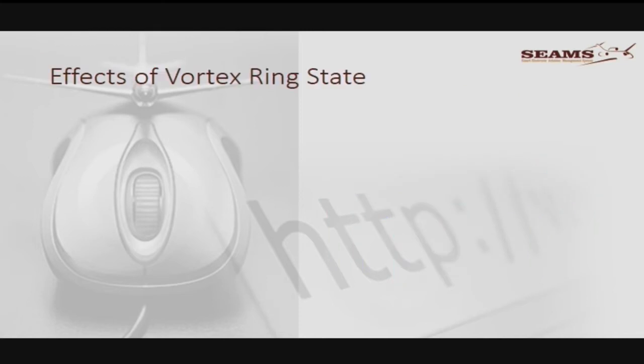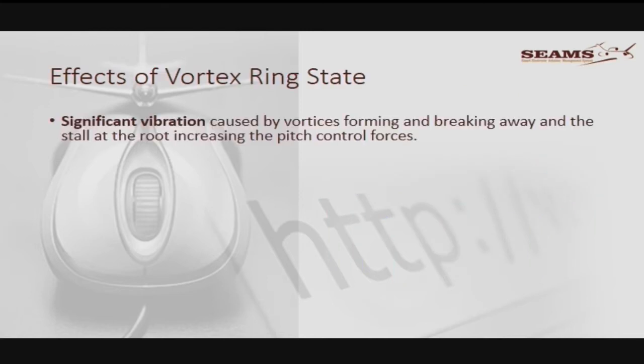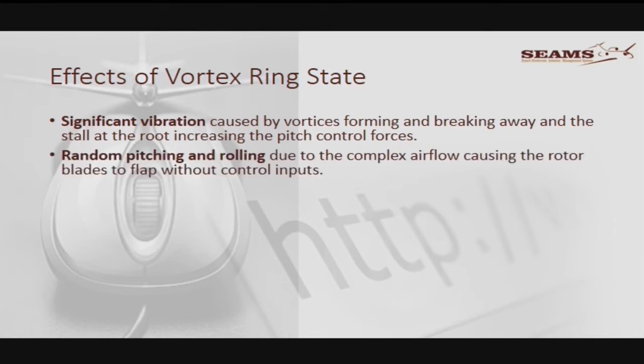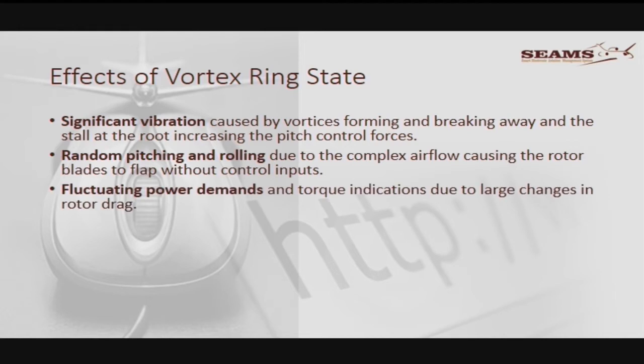Vortex ring state, effect of the vortex ring state: significant vibration caused by vortices forming and breaking away at the root, random pitching and rolling due to the complex airflow causing the rotor blades to flap without control inputs. These are all aerodynamic effects that I'm giving you. Fluctuating power demand, because of all this, is there.